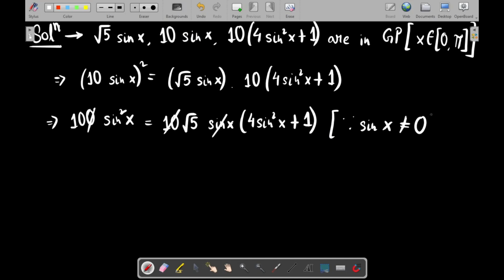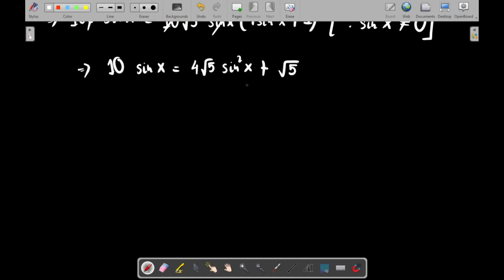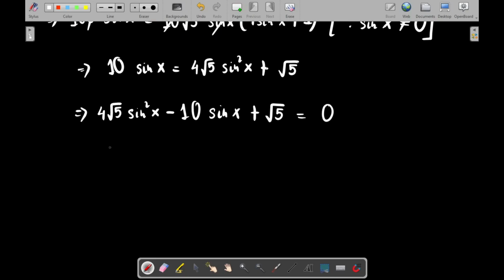Okay. So now we are left with 10 sin x is equal to 4 root 5 sin square x plus root 5, right? So let us take all these terms to the right hand side. So this becomes 4 root 5 sin square x minus 10 sin x plus root 5 is equal to 0. Okay. So on trying to solve this for sin x, this is a quadratic equation in sin x, right?